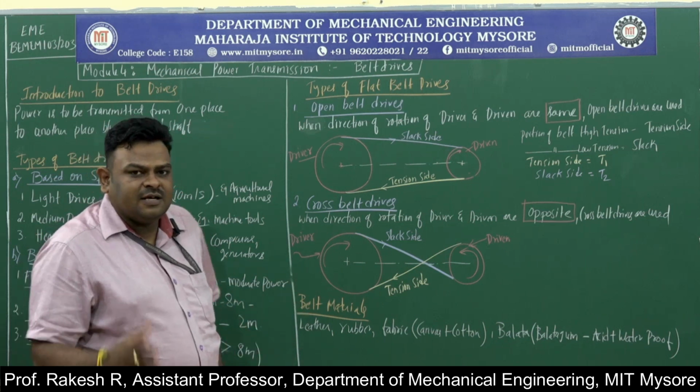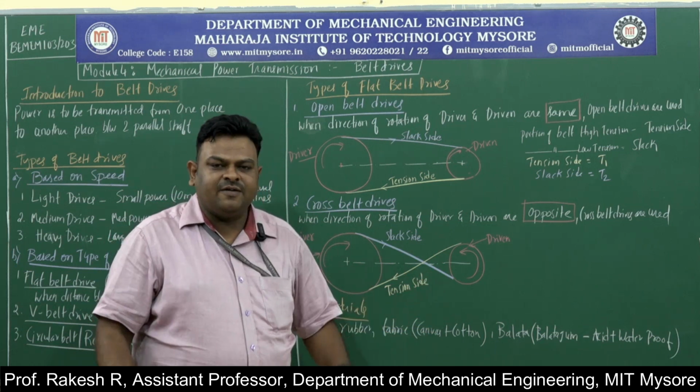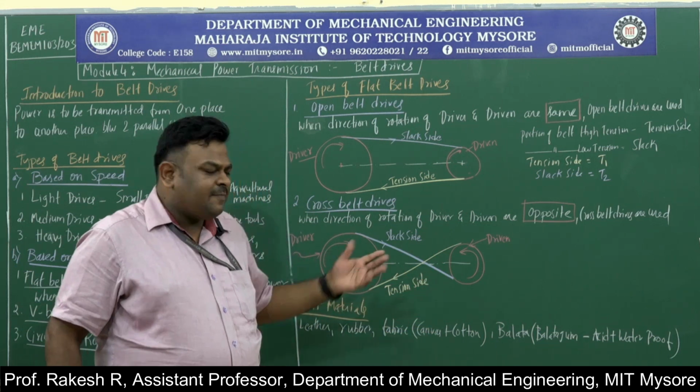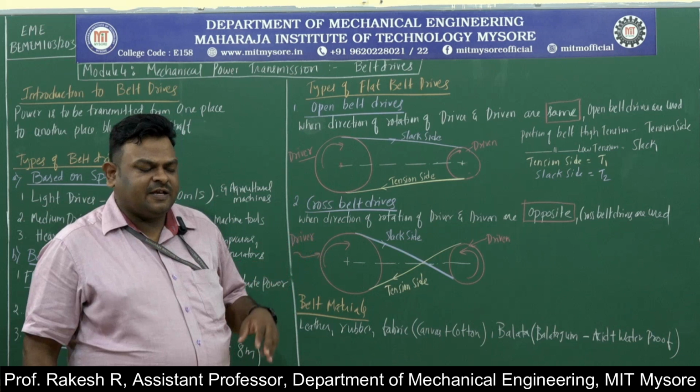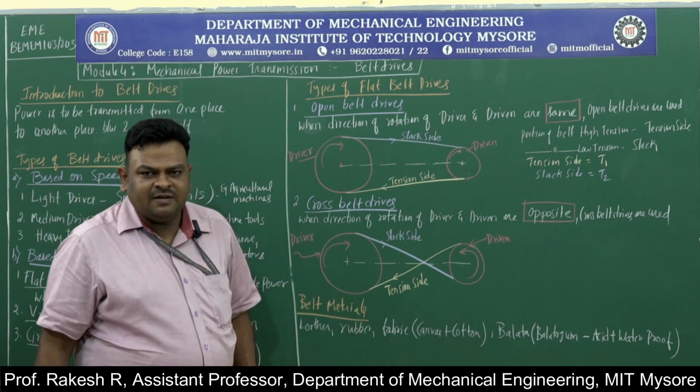These are the belt materials as I explained: leather, rubber, fabric, balata. These are the different belt materials chosen depending upon the application. Even you can compromise with cost. That is also possible here.